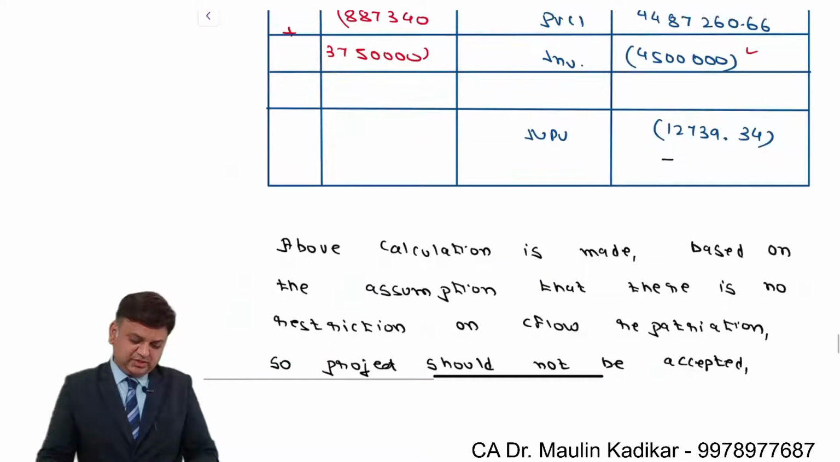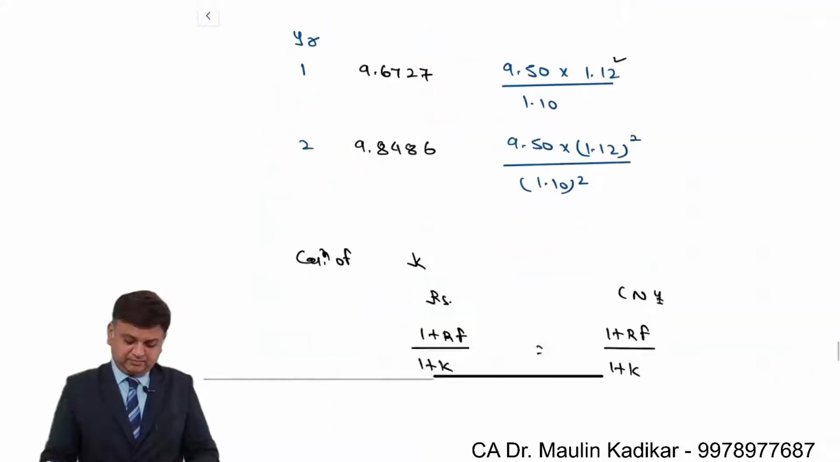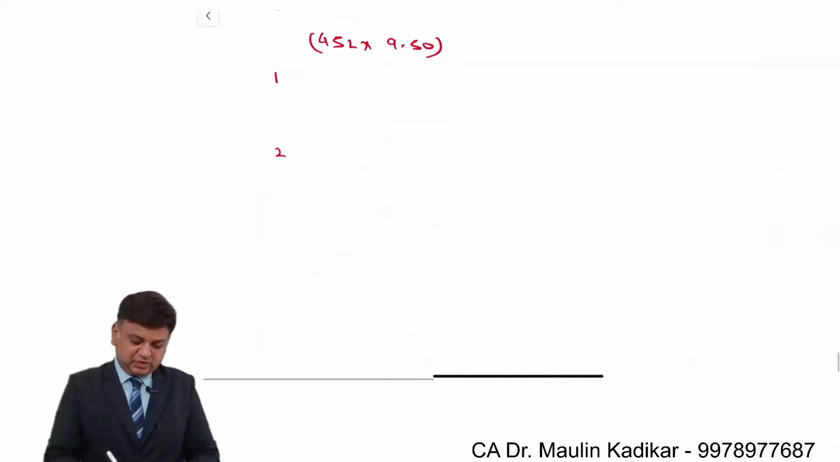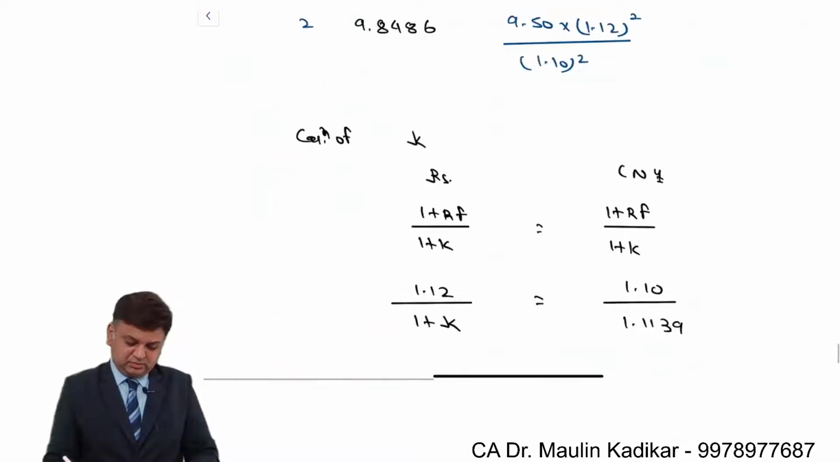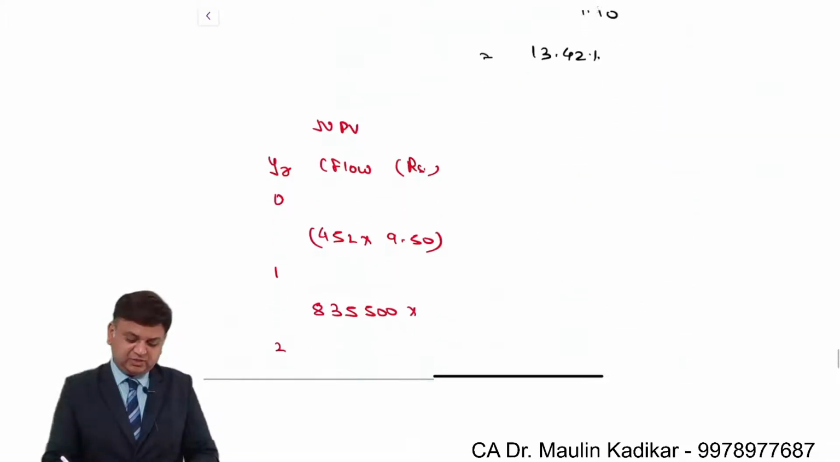First year cash inflow is 8,35,500. So 8,35,500 into 9.6727. It is converted into rupees.